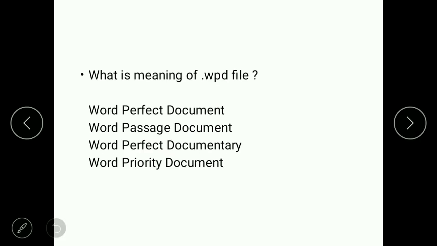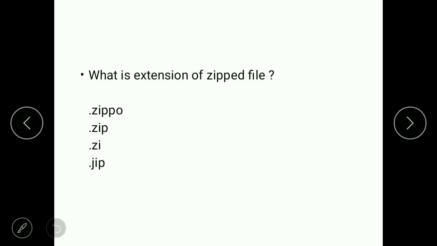What is meaning of .wpd file? It means Word Perfect Document. What is extension of zipped file? And its answer is .zip.